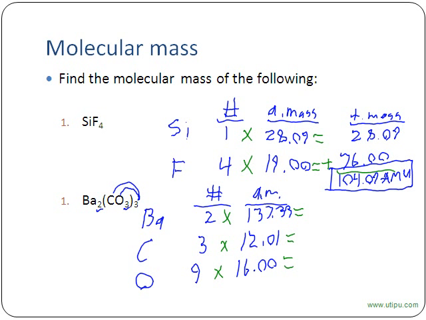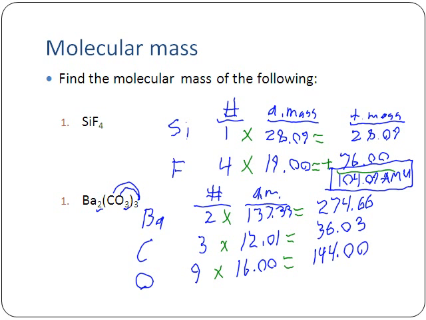And so once again, it's calculator time. So we take our barium, so we have 2 times the mass of barium, 137.33. And for that we get 274.66. For carbon, 3 times 12.01. We multiply that together, we get 36.03. And then our last one, 9 times 16, which gives you 144.00.